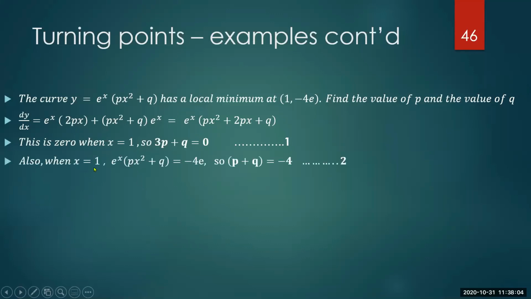Also, when x is equal to 1, e to the power of x into (px squared plus q) is equal to -4e. And we know this because we were told that the y value is -4e. That means that p plus q has to be equal to -4, because x is equal to 1. So we combine 1 and 2 above. It's a simple simultaneous equation, and we find that p is equal to 1 and q is equal to -6.